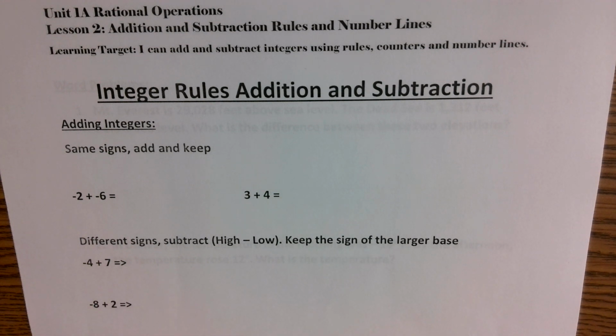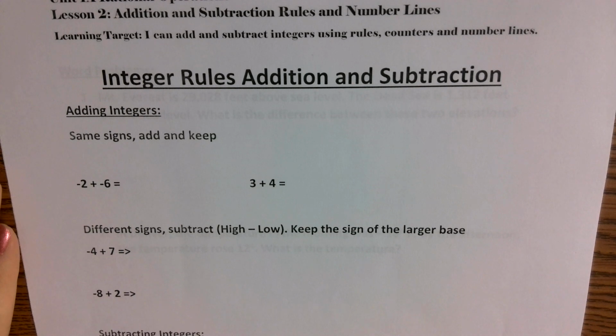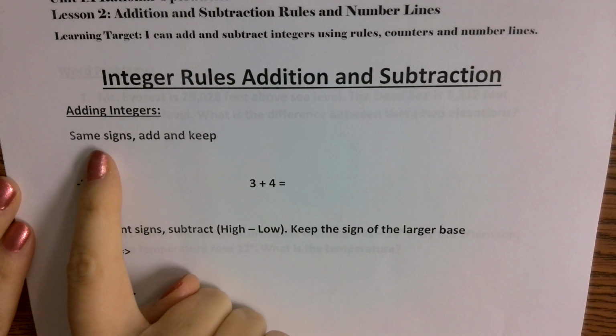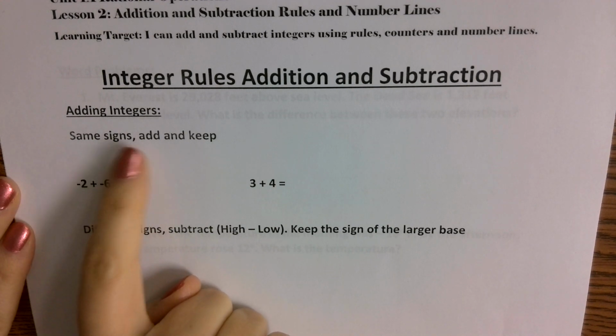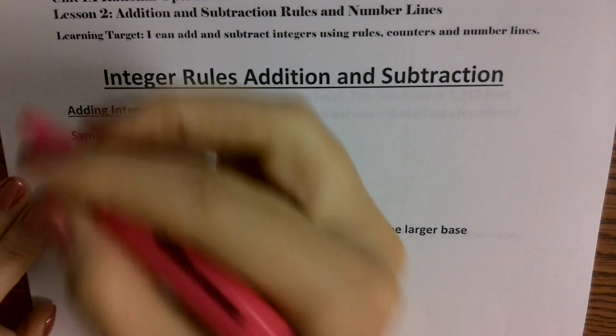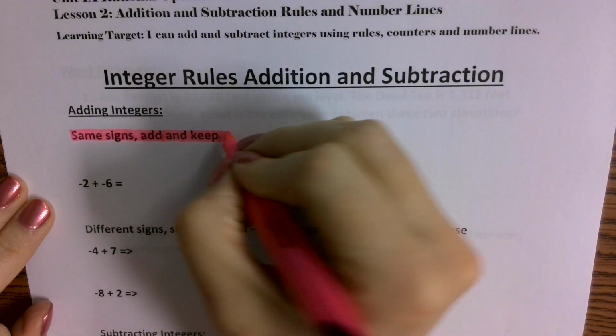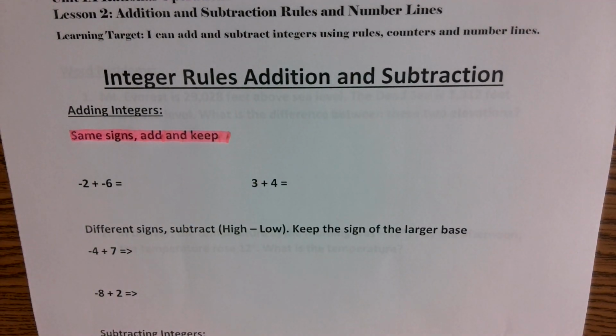So integer rules, adding and subtracting. Again, this is just a review. A lot of this is a quick review over what you should already know from 6th grade. You should already know that if you are adding integers, if the integers are the exact same sign, then you are going to add and keep the sign.